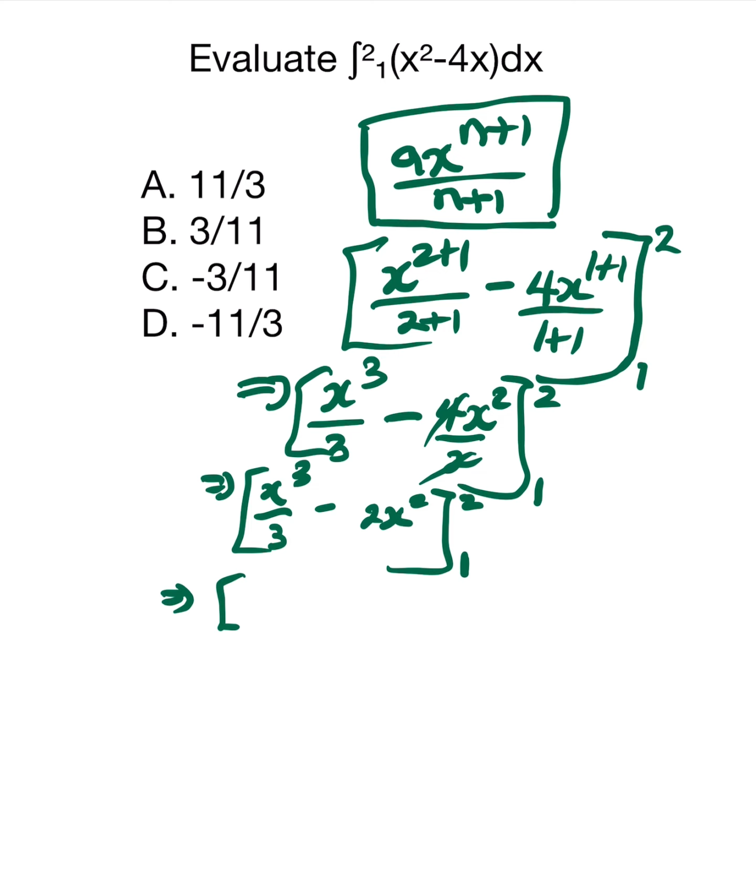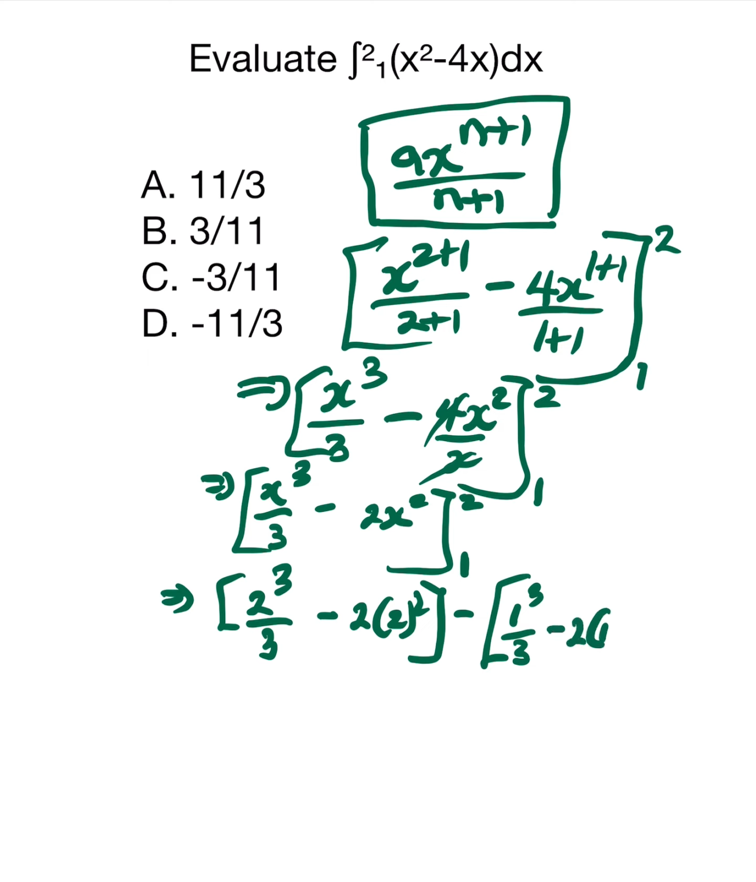It means that I'm going to write, x is equal to 2 here. So I'm going to write 2 raised to the power of 3 divided by 3 minus 2 bracket 2 raised to the power of 2. That is for the upper limit 2, that's this one. Then for the lower limit 1, I'm going to write minus 1 raised to the power of 3 divided by 3 minus 2 bracket 1 raised to the power of 2.